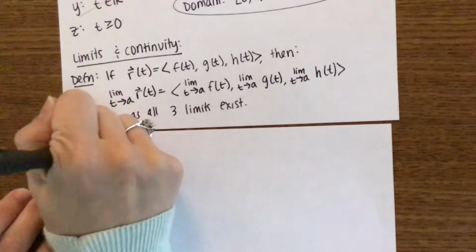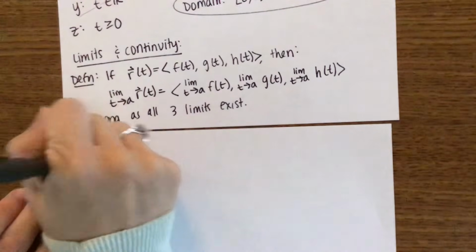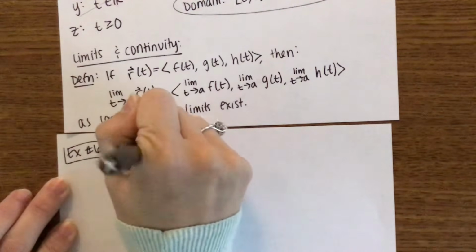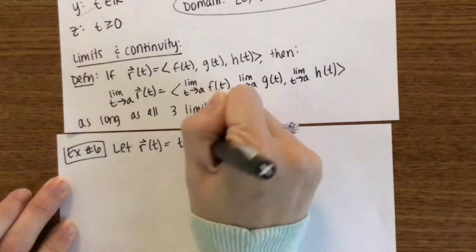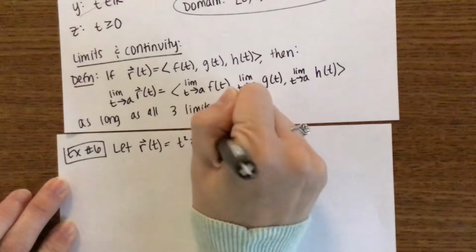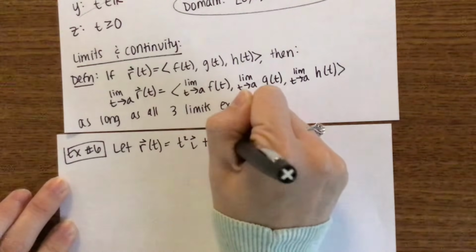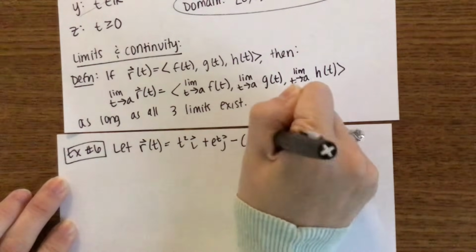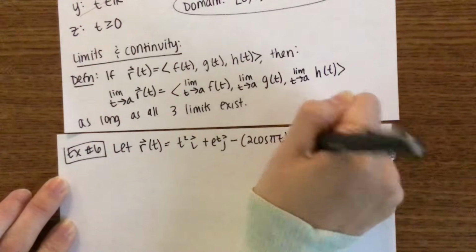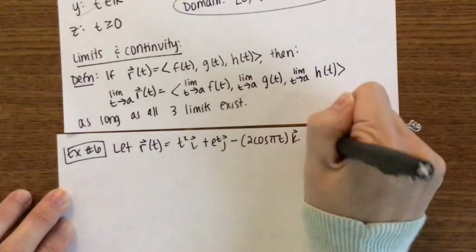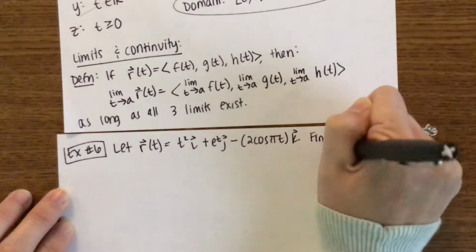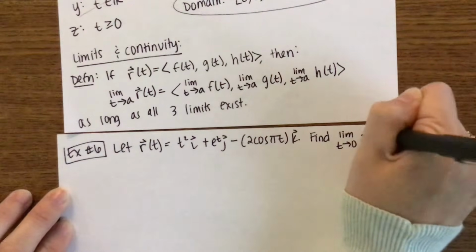So here's an example. We are going to let r of t be t squared i, add e to the t j, subtract 2 cosine of pi t k. We are going to find the limit as t approaches 0 of r of t.